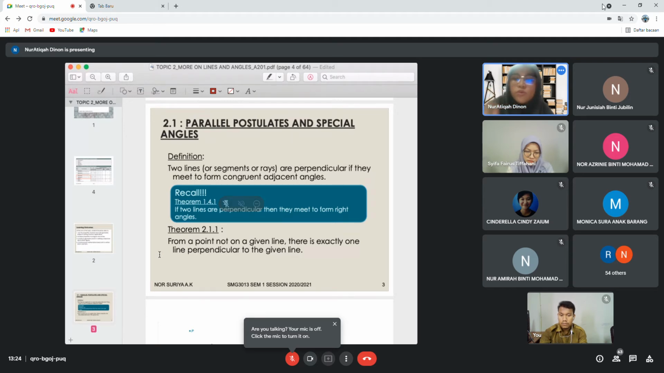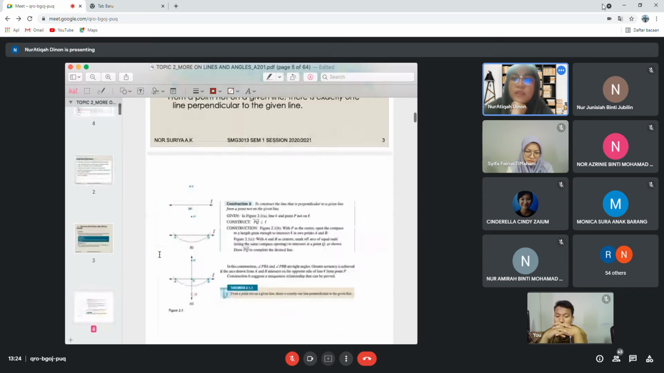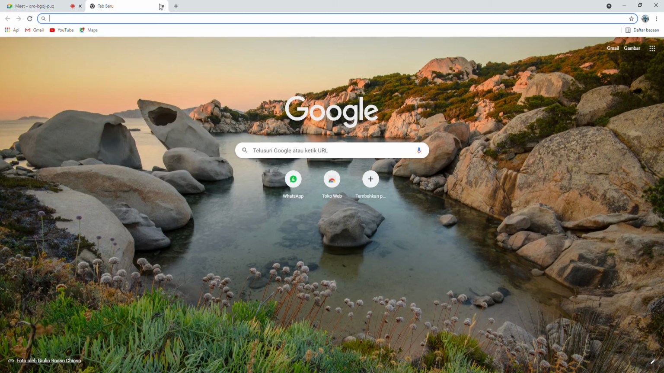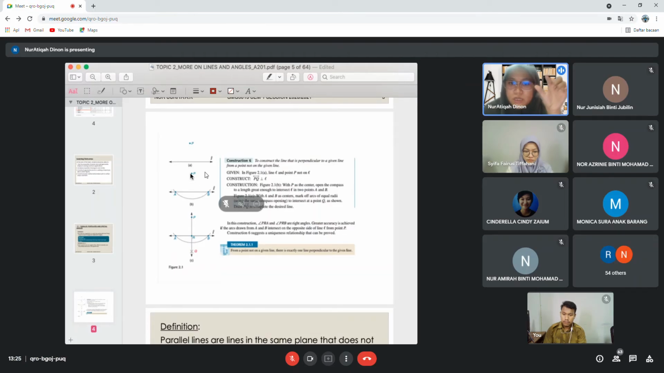To make it easy for you to understand, let's look at this. This one is a snapshot from the textbook. If you can still remember, in high school, I believe in Malaysia, you learned how to draw this line. Given that this is line L and you have point P, you can use your protractor, put the sharp end at P, and draw a curved line here, and then it will intersect at point A and point B.